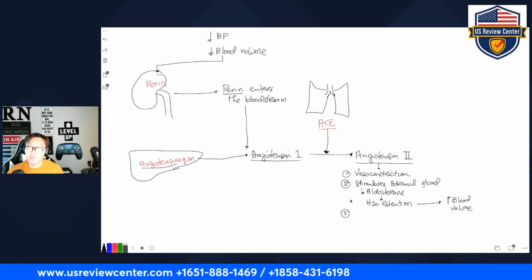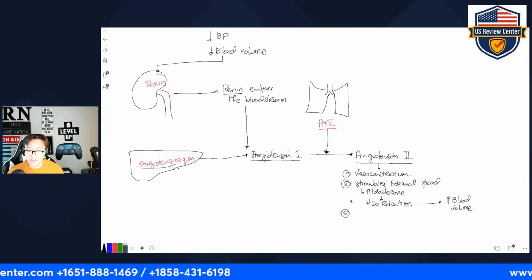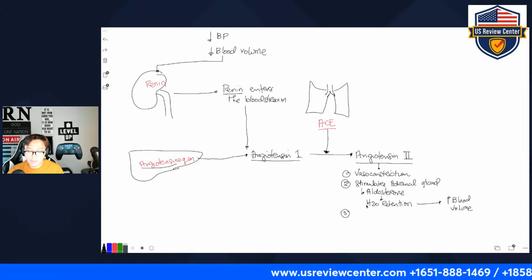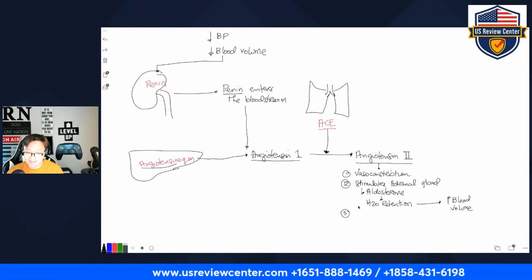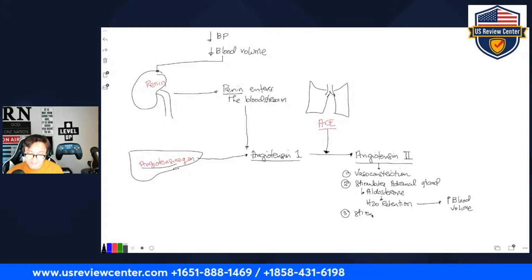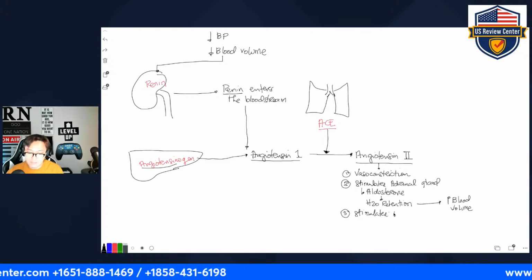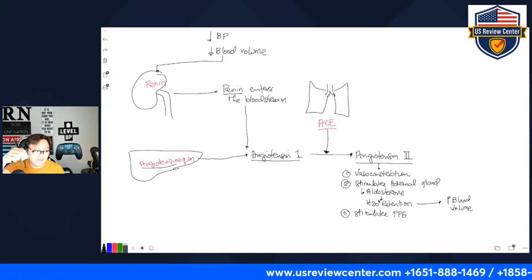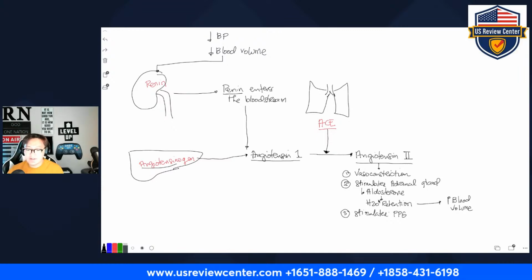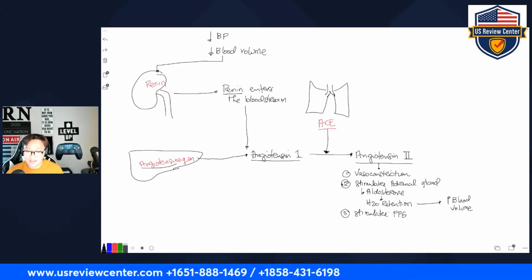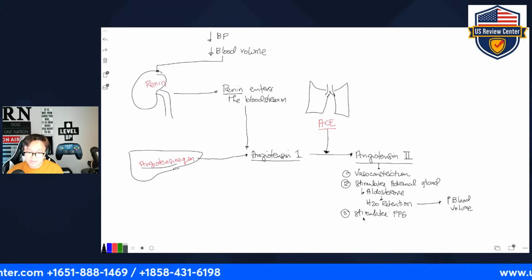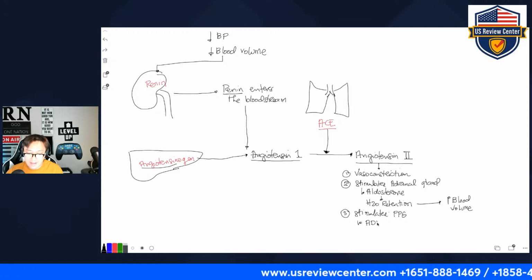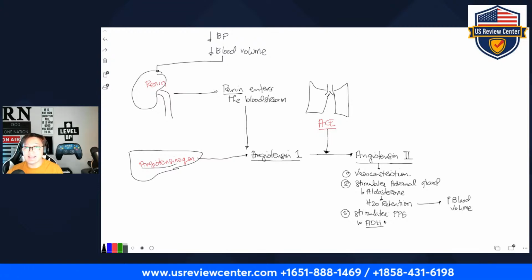Third effect. Once angiotensin 2 is present, guess what? Your angiotensin 2 will trigger your pituitary gland to release ADH, okay? It stimulates the PPG. What's PPG? Posterior pituitary gland. Remember, your pituitary gland is divided into two, the anterior and the posterior part. So it's your posterior part that is triggered, okay? And once triggered, the PPG or posterior pituitary gland will release a hormone called ADH. What's ADH? It's an antidiuretic hormone.